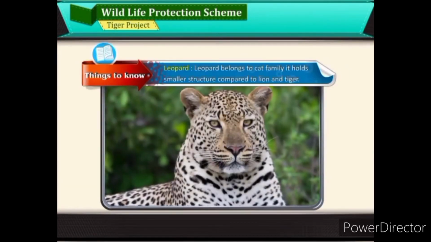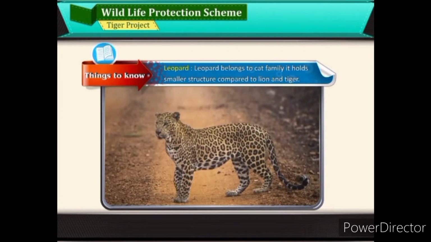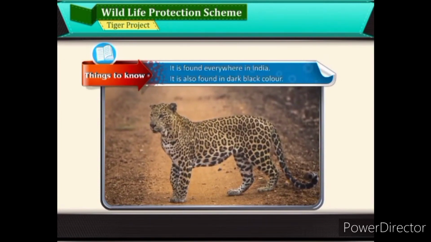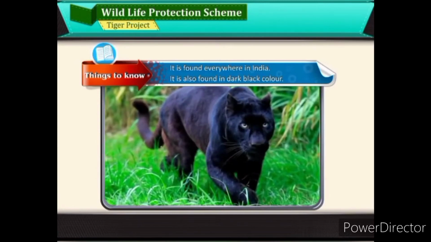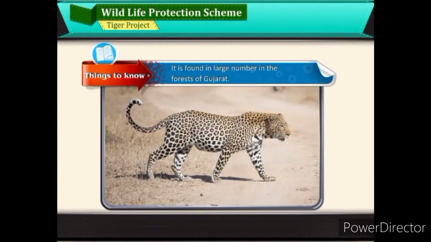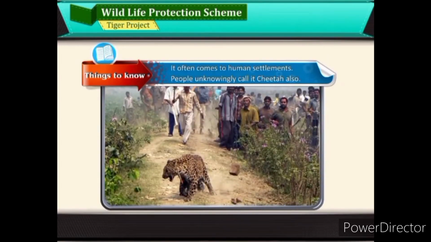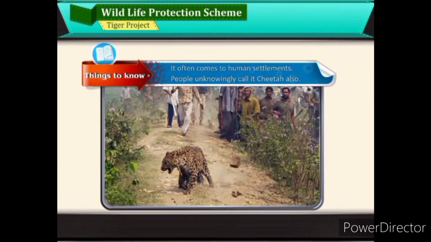Things to know. Leopard. Leopard belongs to the cat family. It has a smaller structure compared to lion and tiger. It is found everywhere in India. It is also found in dark black color. It is found in large numbers in the forests of Gujarat. It often comes to human settlements. People unknowingly call it cheetah also.